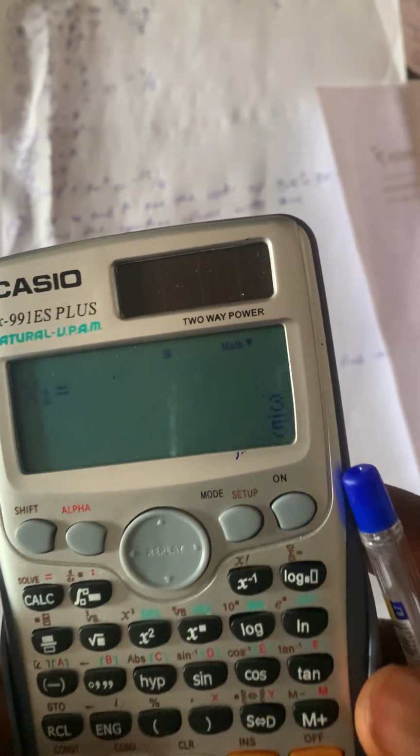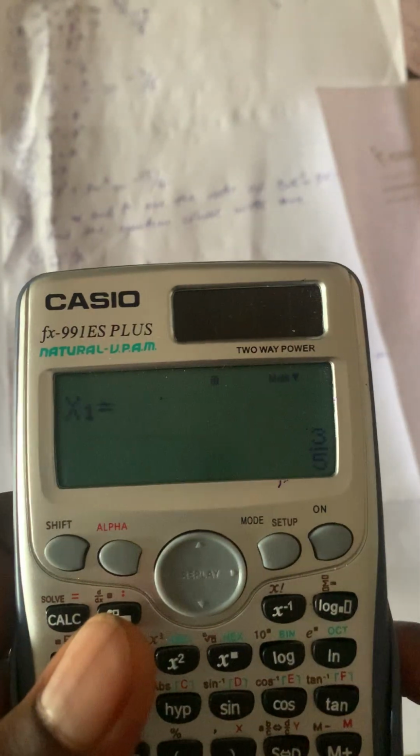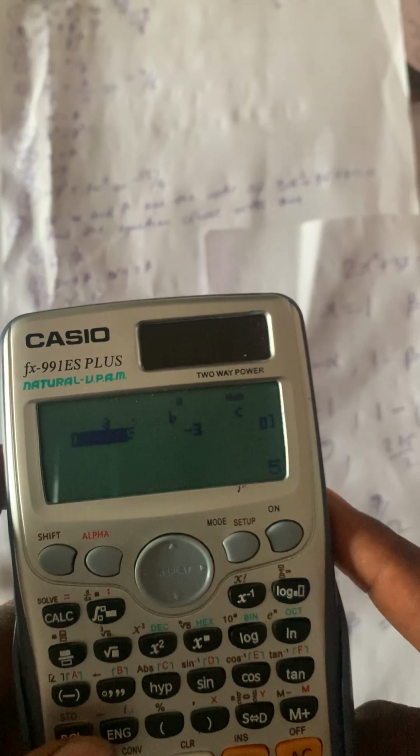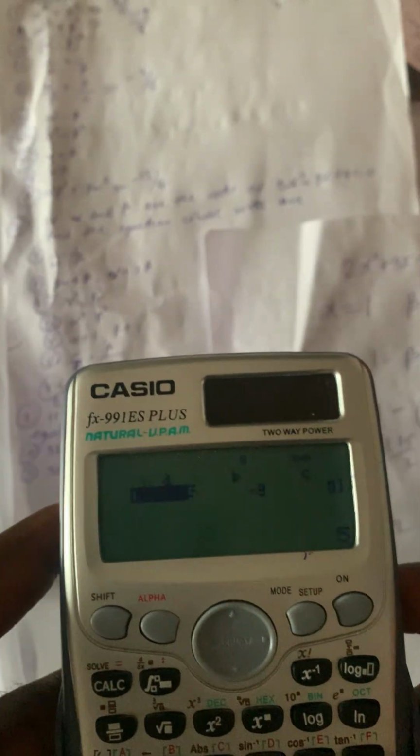Press equal to again. You have that your x is 3 over 5 and 0. How did they get 3 over 5 and 0? Sorry, let us start again. My A is 5, my B is minus 3, and my C is 0. So let me check where I made a mistake. So this minus this is 0, and then minus is plus.